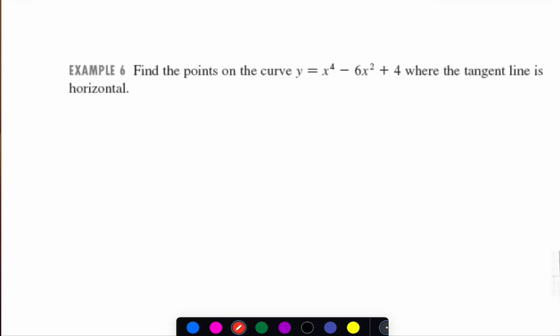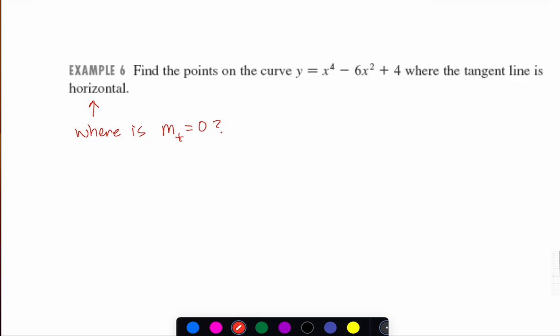Let's take a look at example 6. It says, find the point on the curve where the tangent line is horizontal. Now, let's analyze what that means. A horizontal line has a slope of what? 0. So this is really just saying, where is the slope of the tangent equal to 0? That's all that says.